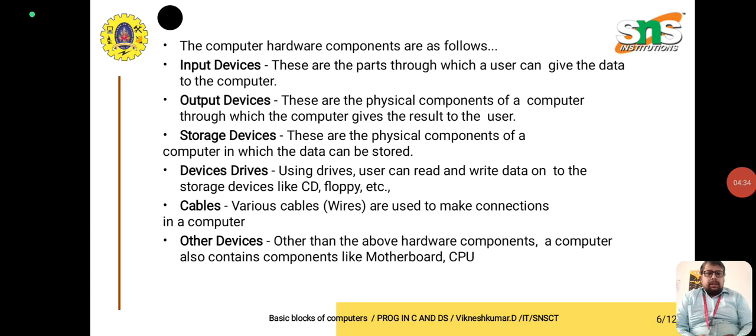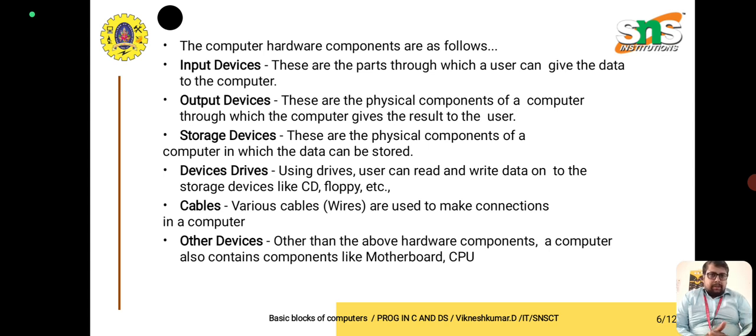Next, we will see input devices. As already told, input devices are what we use to give data. Output devices are where we get the result. For example, when we give 2 plus 3 equal to 5, the 2 and 3 are given by the input device, and the 5 is obtained from the output device.